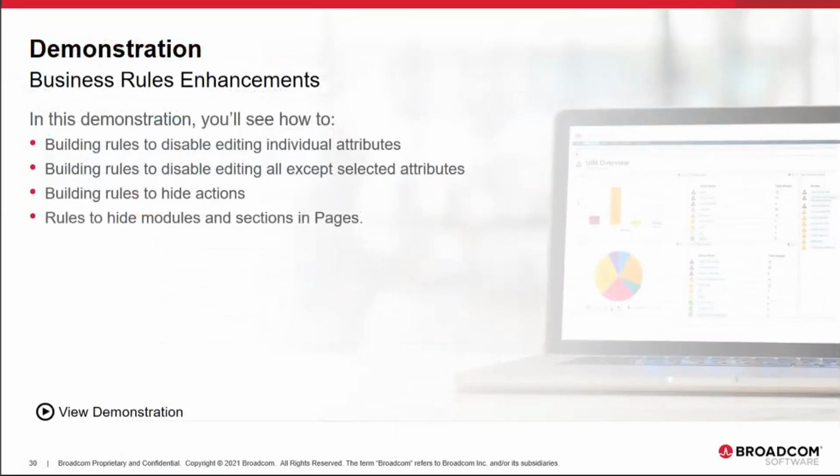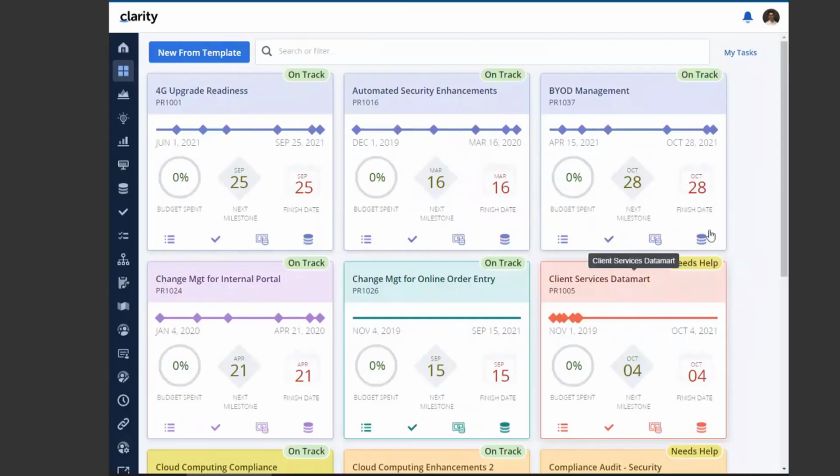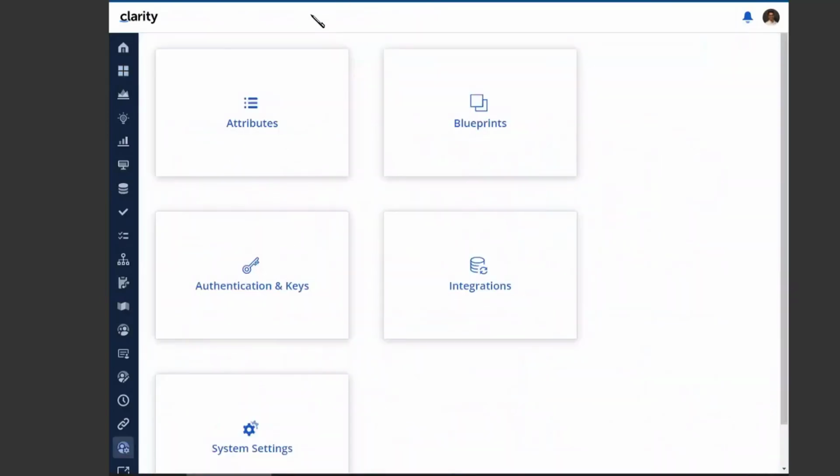All right. With that, let's see the product in action. So here I am in Clarity 16.0.0. The first thing I'm going to do is to go into the Modern UX Administration. And in here, let's look at the blueprints.